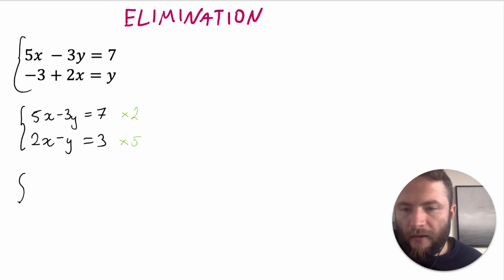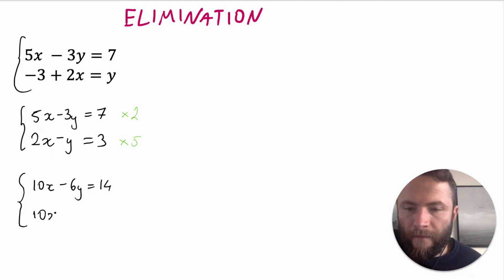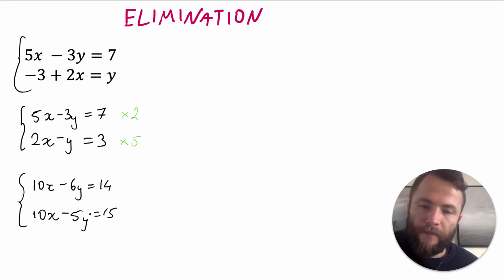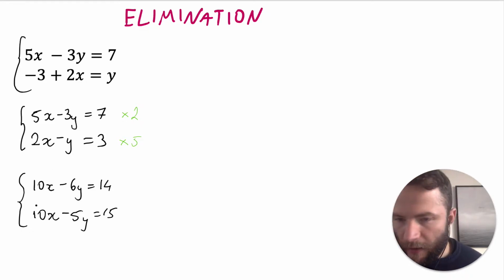So I'm going to end up with 10x minus 6y is equal to 14. And 2x times 5 is 10x minus y. So that's minus 5y. And 3 times 5 is equal to 15. Okay, so almost there. Take a look at this situation over here.